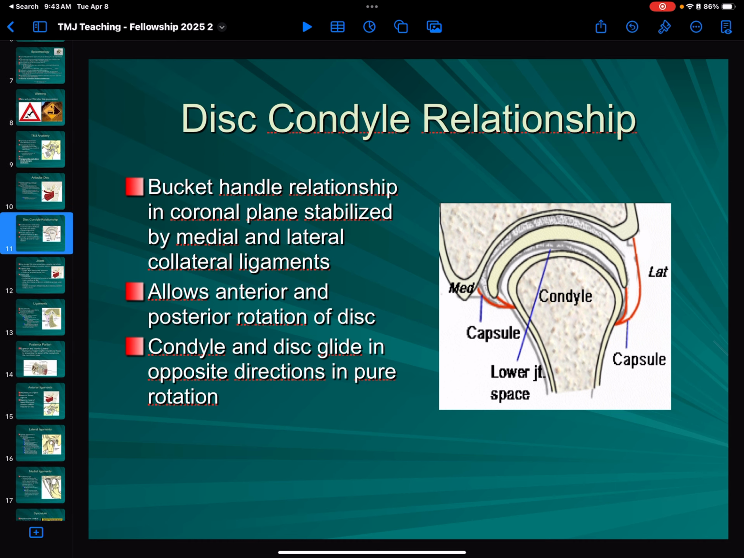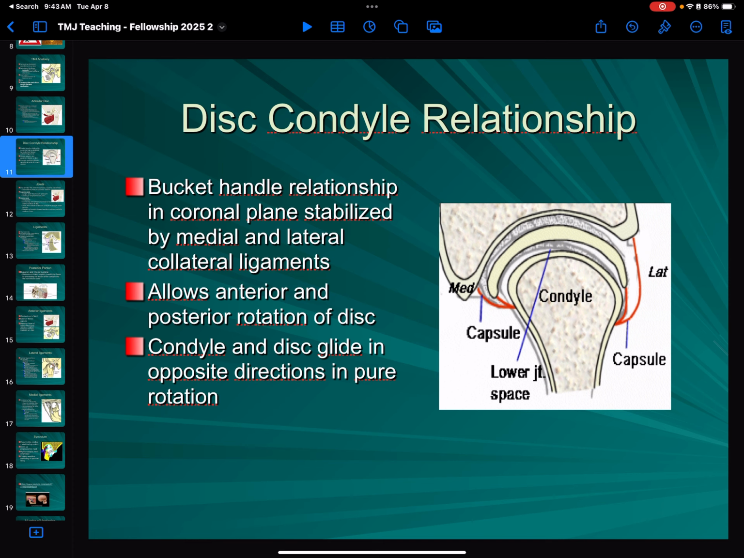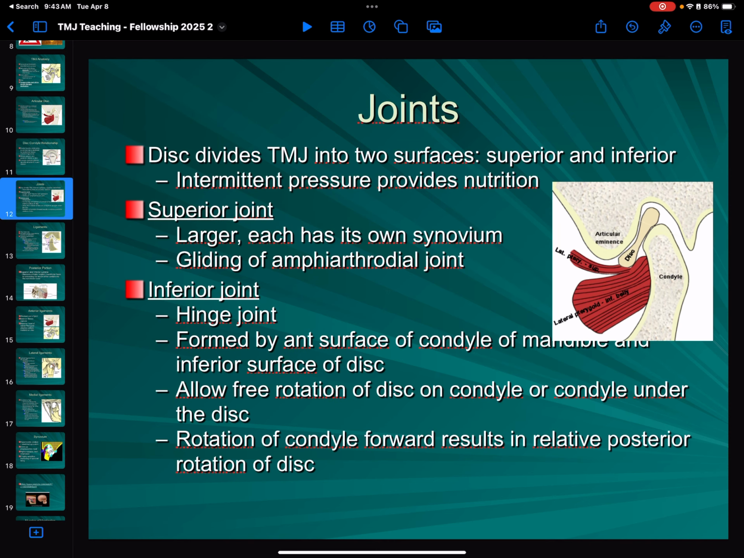I mentioned earlier that the joint is broken into two surfaces. There's the superior joint, which is larger, and it allows the gliding of that joint. And then the inferior joint is more of the hinge joint, and that allows rotation of the disc on the condyle, under the disc.